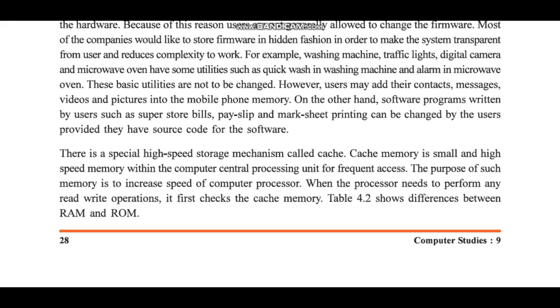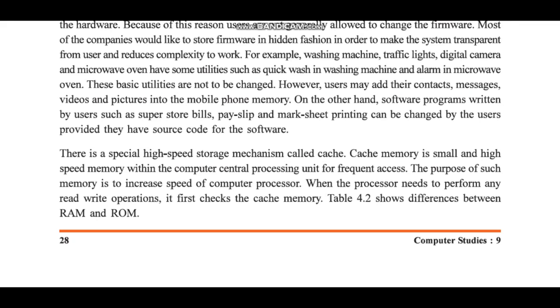Cache memory is a small and high-speed memory within the computer's central processing unit for frequent access. The purpose of such memory is to increase the speed of the computer processor. When the processor needs to perform any read or write operation, it first checks the cache memory.